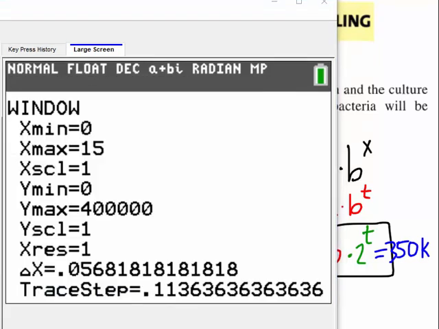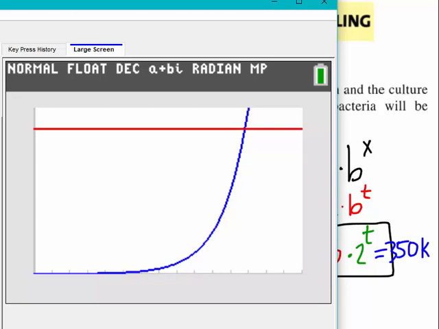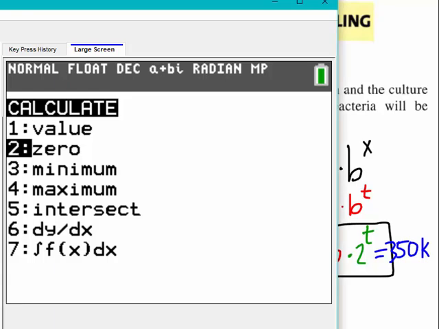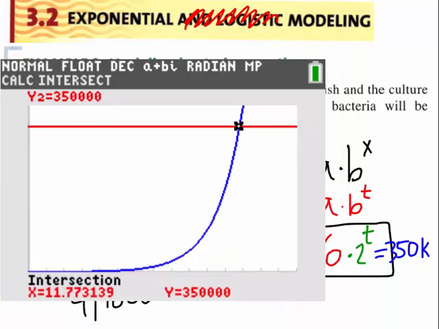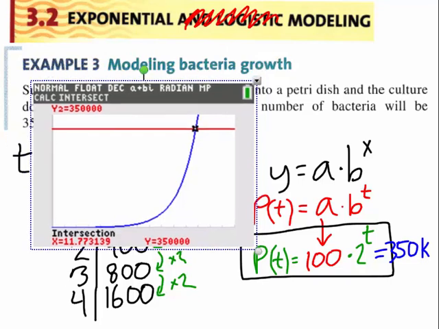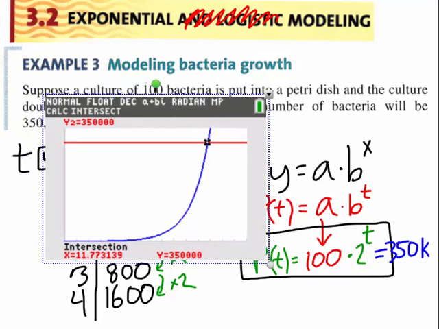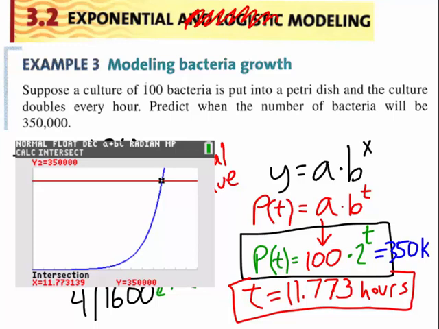So there I've set my window settings, and let's see what the graph looks like. There we have it. And from here we'll go to Calc Intersect. And there's our intersection at x equals 11.773. Or within the context of our problem, we'll say t equals 11.773 hours. So I repeat, at some point we'll start coming up with that same result by using logarithms, algebraically, but for right now, feel free to go ahead and just use your calculator.